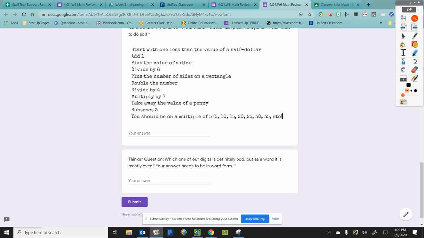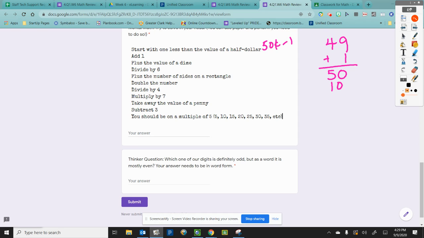That's still okay. So I need to start with 1 less than the value of a $0.50. Well, a $0.50 is worth 50 cents. 1 less than that would be 49. And then I have to add 1, so I'm adding that 1 right back on, and I get 50. Plus the value of a dime, which is 10, 60.